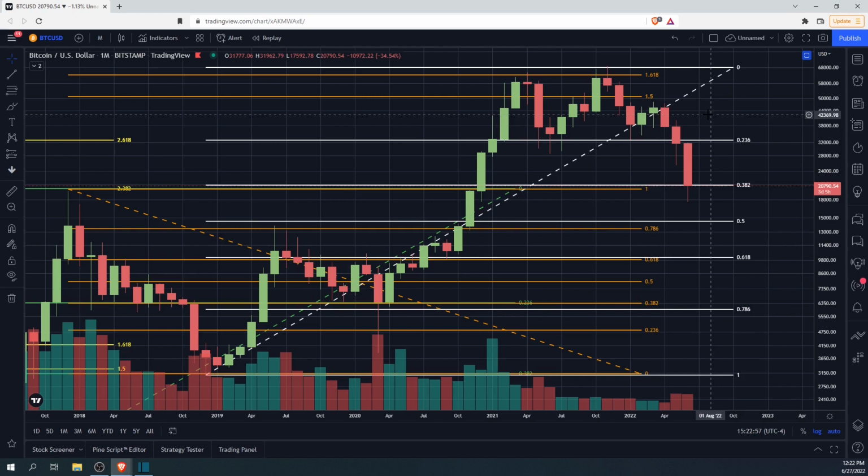All right, so we have figured out our internal retracements. We have figured out our external or Fibonacci extension targets. And now what we want to do is look at this advanced pattern that we're paying attention to.